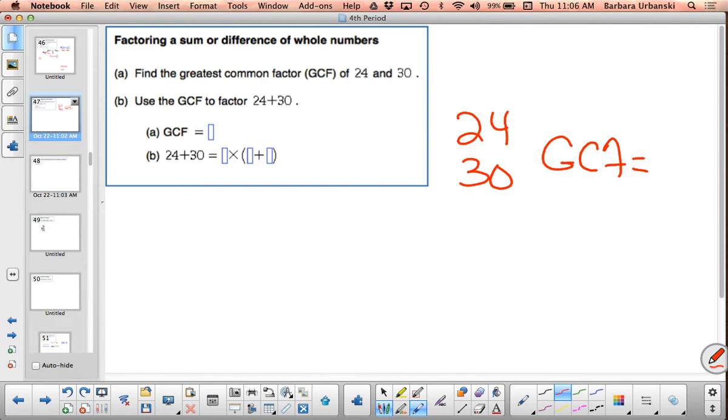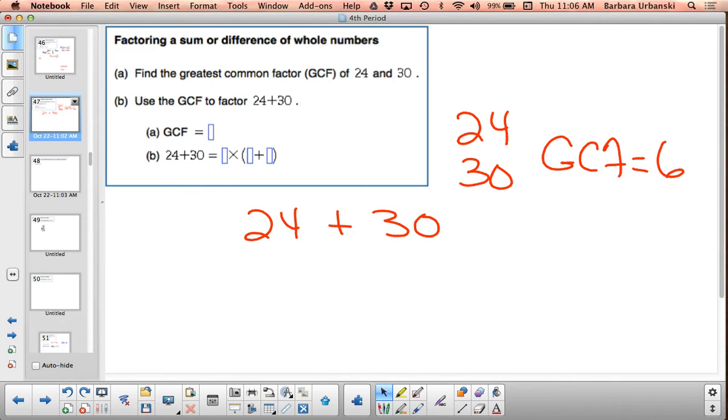And we've learned how to do this. I don't mind if the students use a calculator, but we would realize that the greatest common factor here would be 6. So we have a greatest common factor of 6. Now the problem here is 24 plus 30. Students need to recognize that they have two terms. The two terms they have would be 24 and 30.